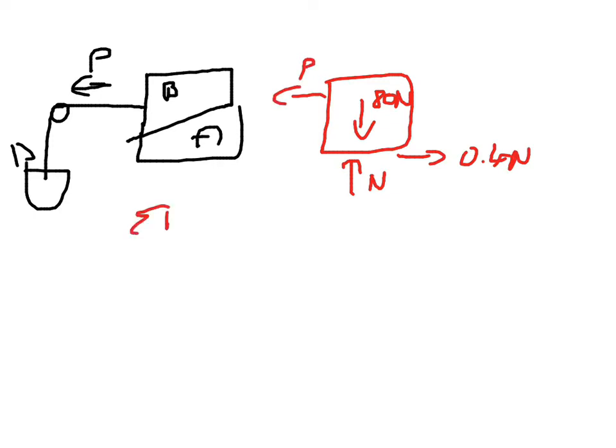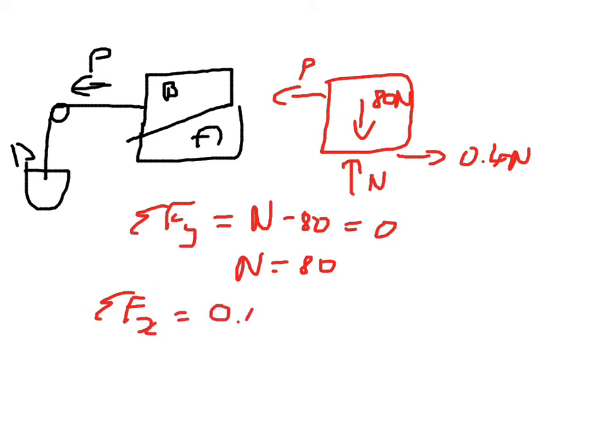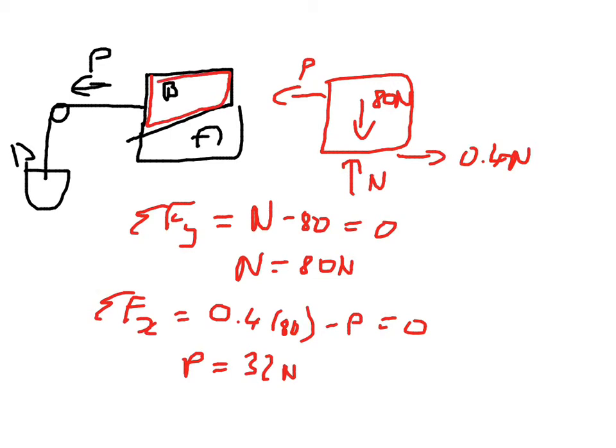And we can say the sum of the forces in the Y direction is going to be N minus 80. So N equals 80 newtons. And the sum of the forces in the X direction is going to be equal to 0.4 lots of 80 minus P. So P is going to equal 32 newtons. So, simplest scenario, the whole thing slides as one unit, then the pull force needed to make that happen is 32 newtons. Now let's consider just block B sliding off the top of block A, so just block B sliding.